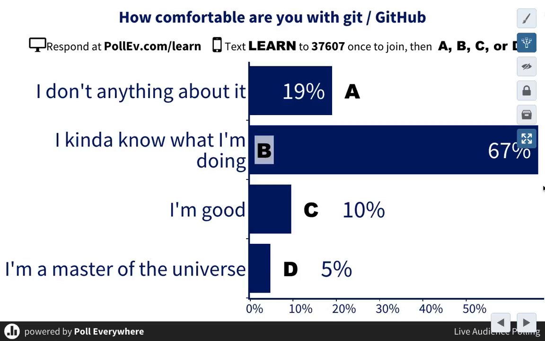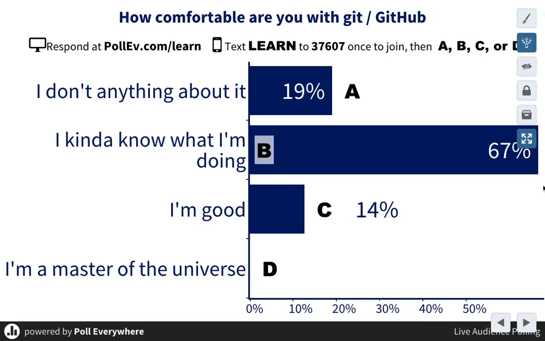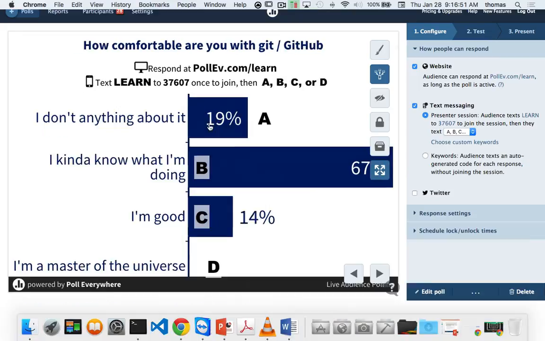There's one person who's a master of the universe. That must be Ari. You're a master of the universe. Is that you? We'll see who it is, right? Anyways, oh, it's gone. Someone took it off. But I deny that, right? Okay, let's get out of this one.